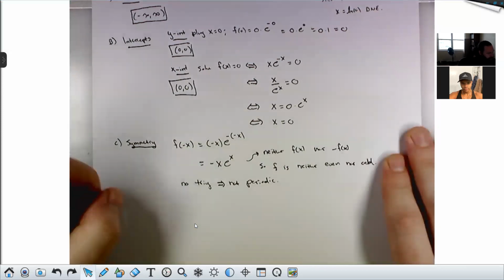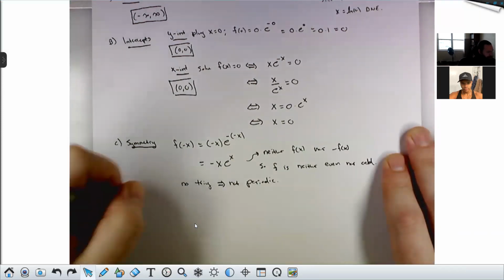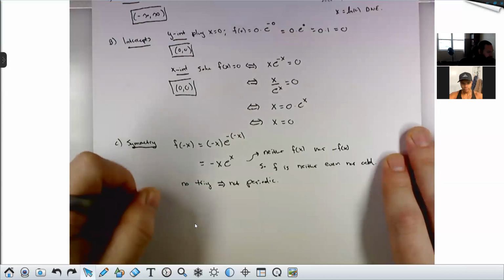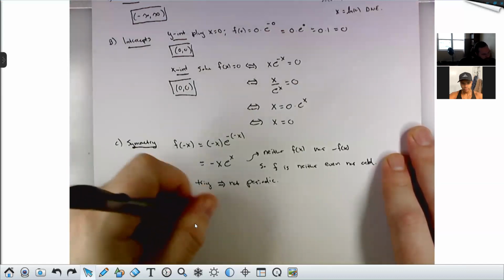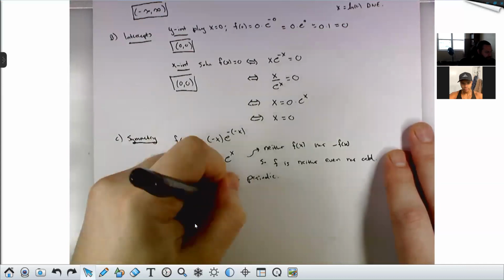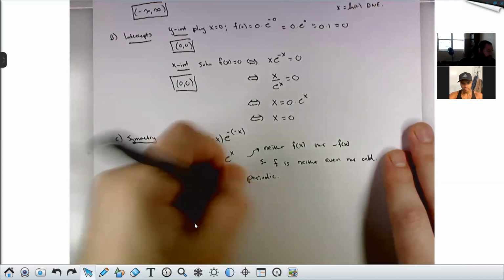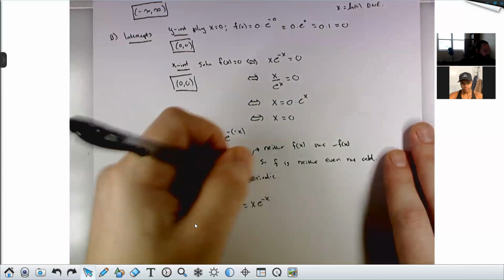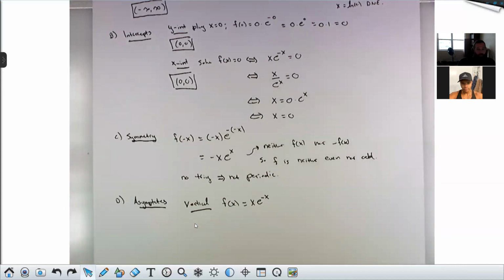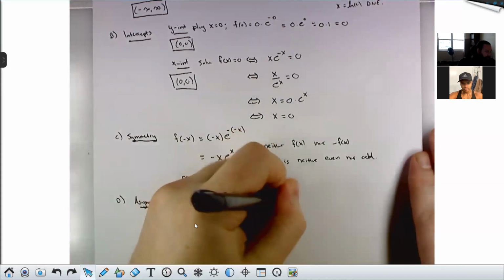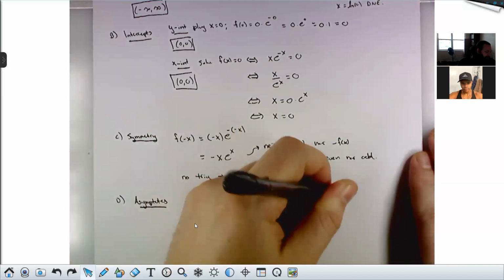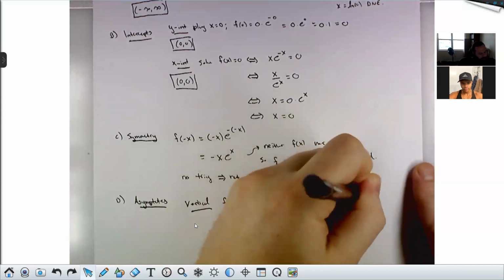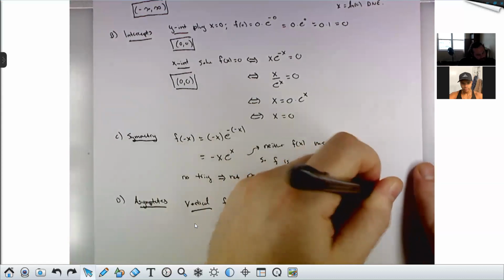I can look for asymptotes. The vertical asymptotes, I would be looking for places where f of x is undefined, right? I would need to find places where this blows up to infinity, but this is never undefined. So there's no vertical asymptotes.